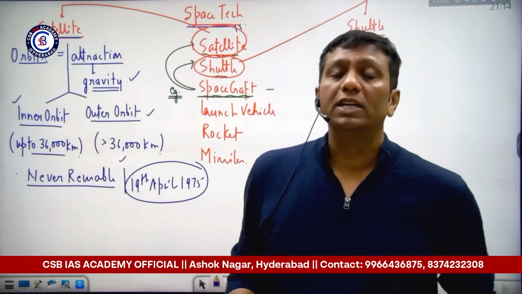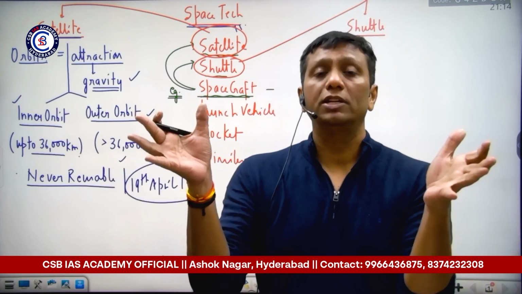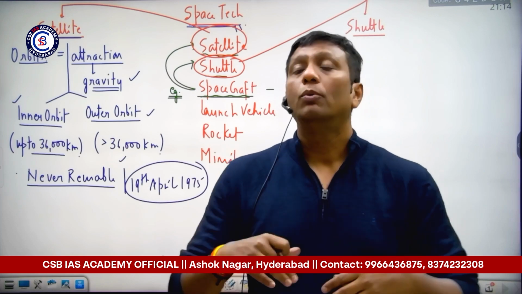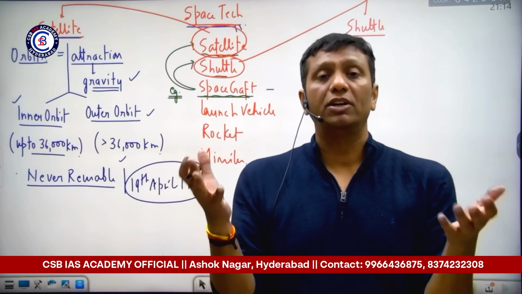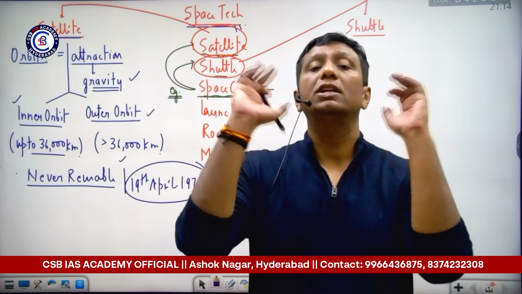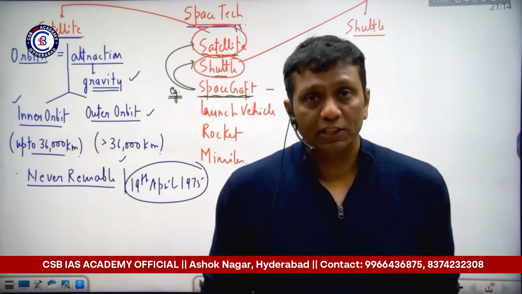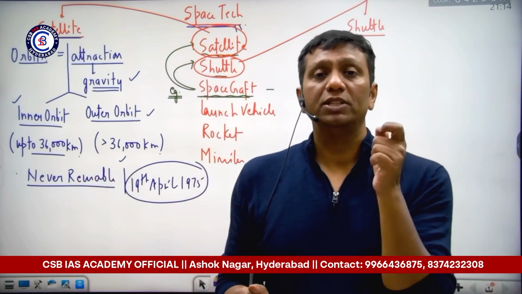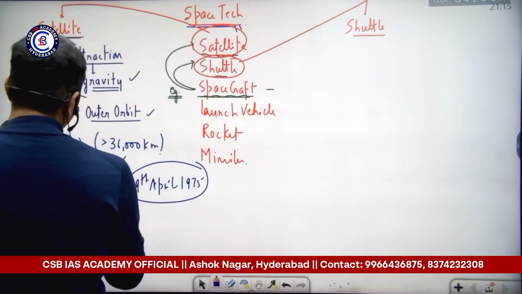And this space junk or space debris is going to increase in space with time, not only because of India. Worldwide, every country is launching satellites, and after completion of their lifespan, these satellites stay in their own orbit and become space junk or space debris. And this space debris is technically called Kessler syndrome.